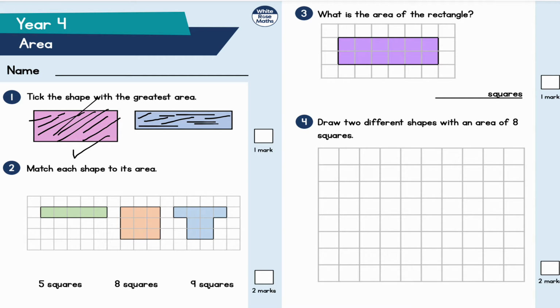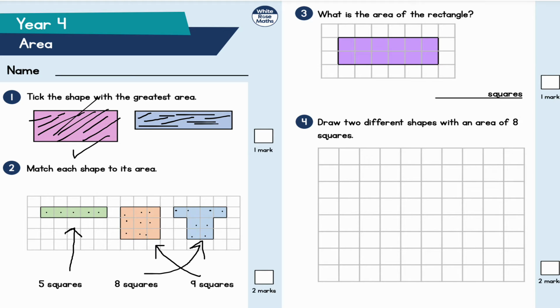This is question number 2. Match each shape to its area. I've got 1, 2, 3, 4, 5, so that's going to be 5 squares. Here I've got 1, 2, 3, 4, 5, 6, 7, 8, 9. So I'm going to put an arrow to this one. And this must mean this one is this one, but let's just double check. 1, 2, 3, 4, 5, 6, 7, 8. So it's got 8 squares.